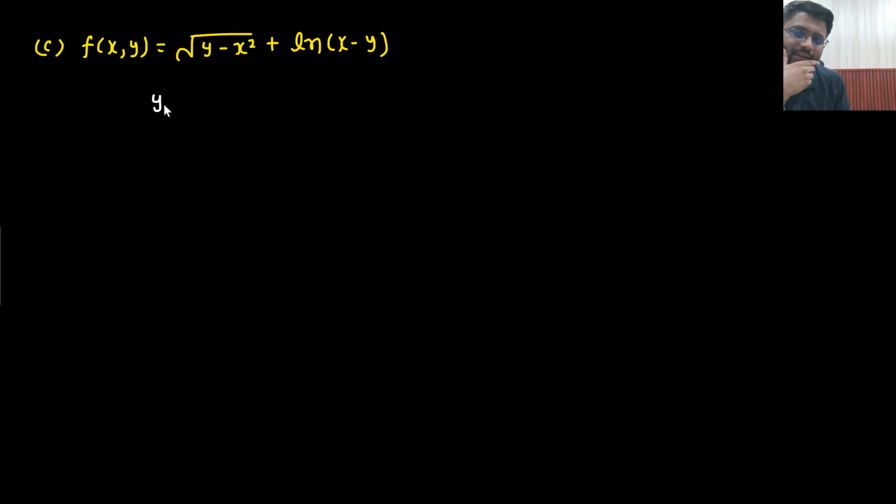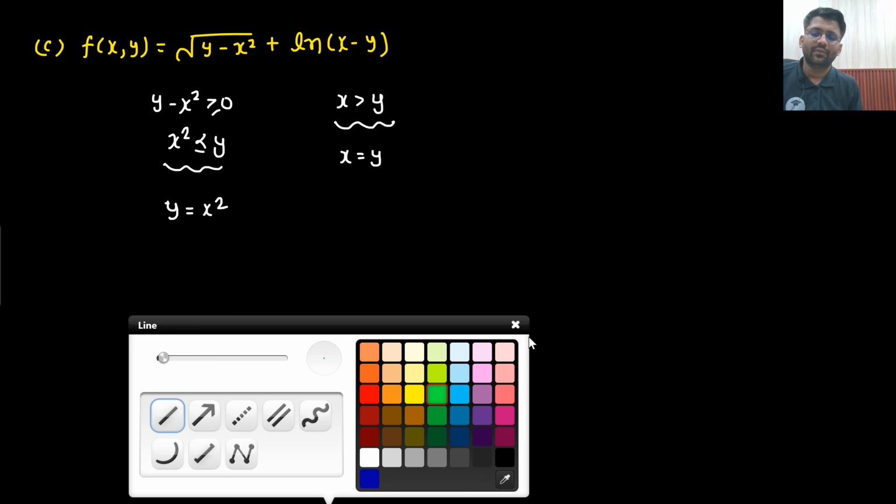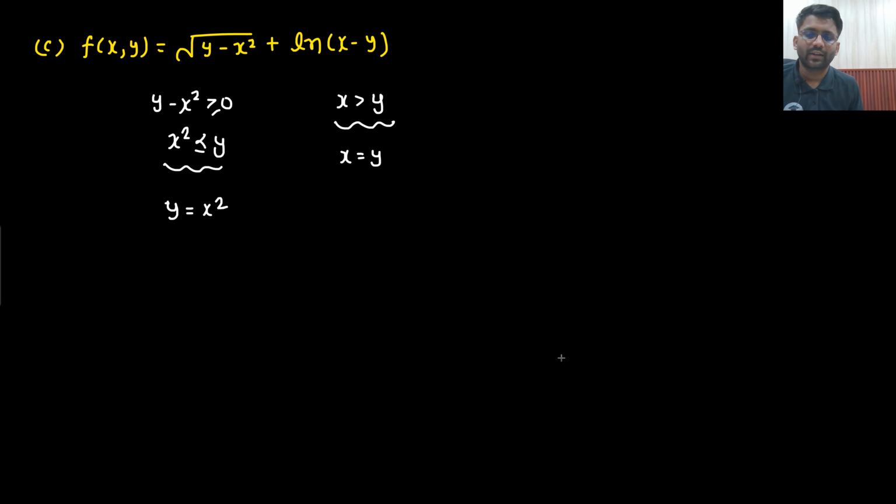So what he will say? y minus x square should be greater than equals to 0. That means x square should be less than equals to y. Right? And what he will say? x should be greater than y. So two equations we are getting: x square should be less than equals to y and x greater than y. So first of all, our target is to draw y equals to x square and x equals to y. This is our target to draw.